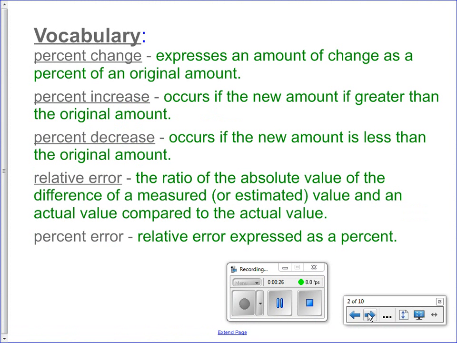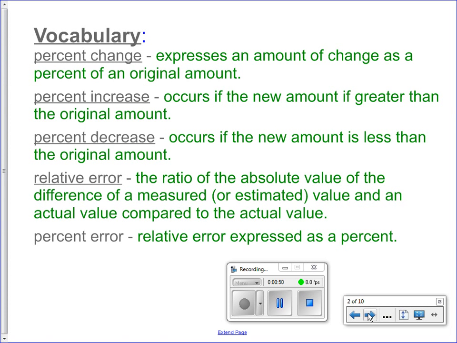All right, so some vocabulary. First of all, percent change. This expresses an amount of change as a percent of the original amount. A percent increase occurs if the new amount is greater than the original amount, and a percent decrease occurs if the new amount is less than the original amount.